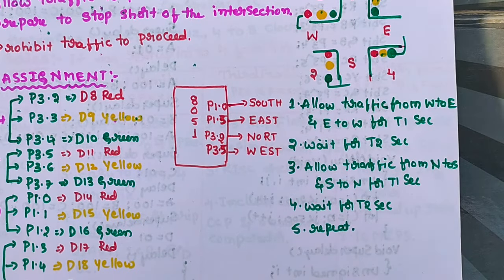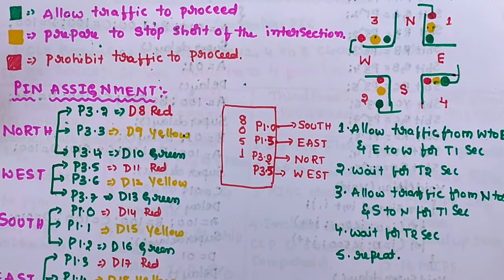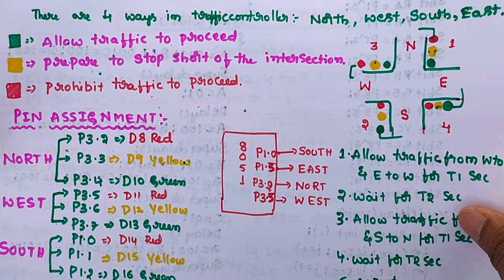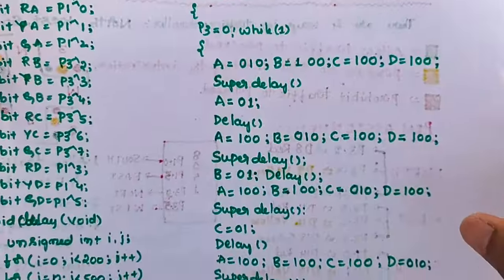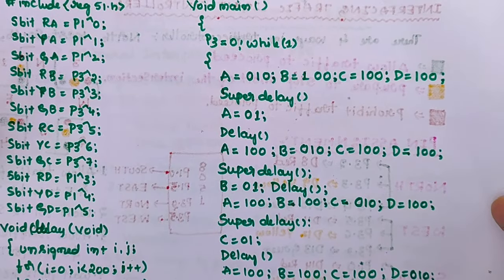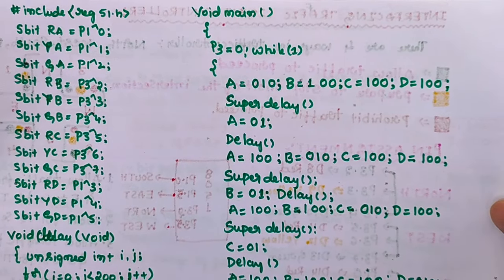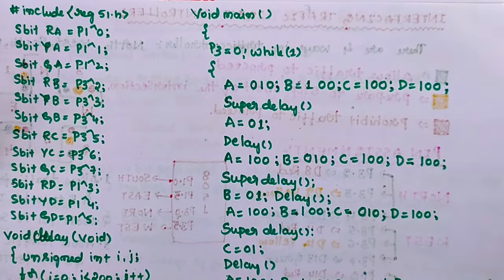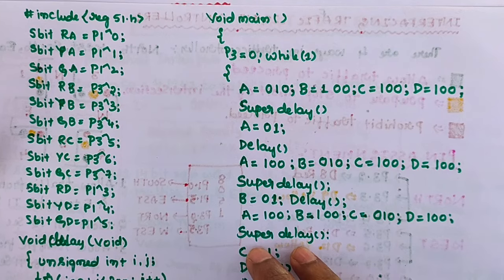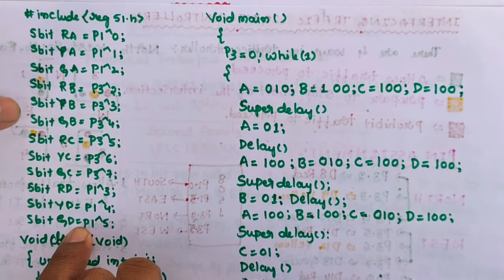Now we are going to program this logic by using 8051 C. Here is an embedded C program, or 8051 C program. By using this C program, we can control the traffic. I am going to represent north, east, west and south with the symbols A, B, C, D.